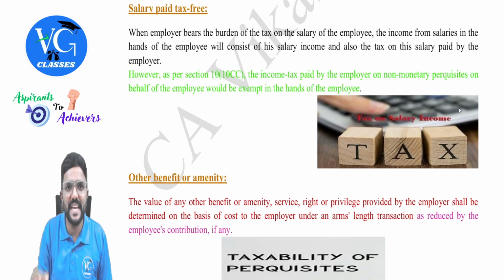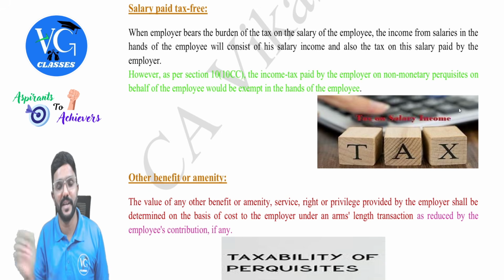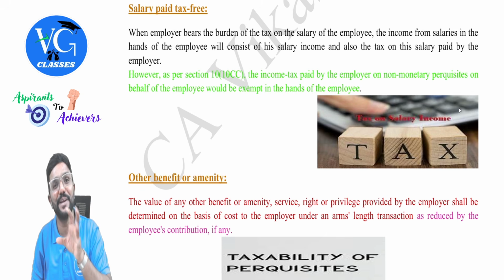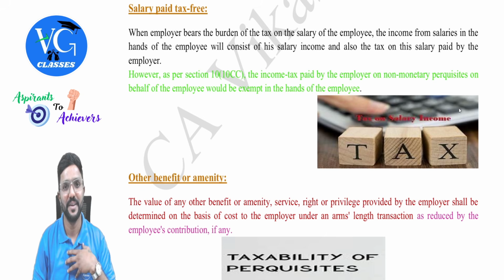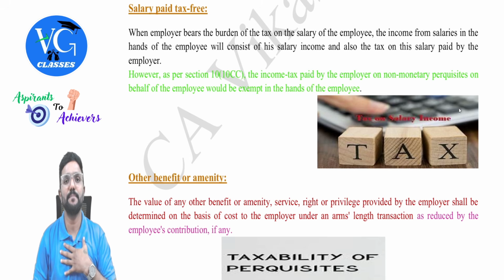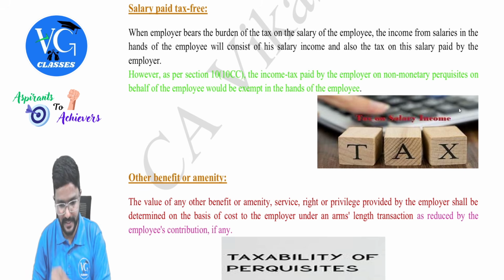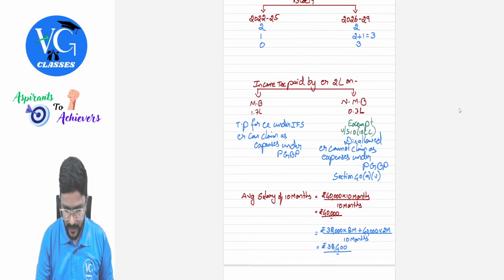If employee salary income on which tax is paid by employer, then the tax paid by employer is also taxable as perquisite in the hands of employee. But tax paid by employer on non-monetary perquisite is completely exempt in the hands of employee, guys. So just a minute.